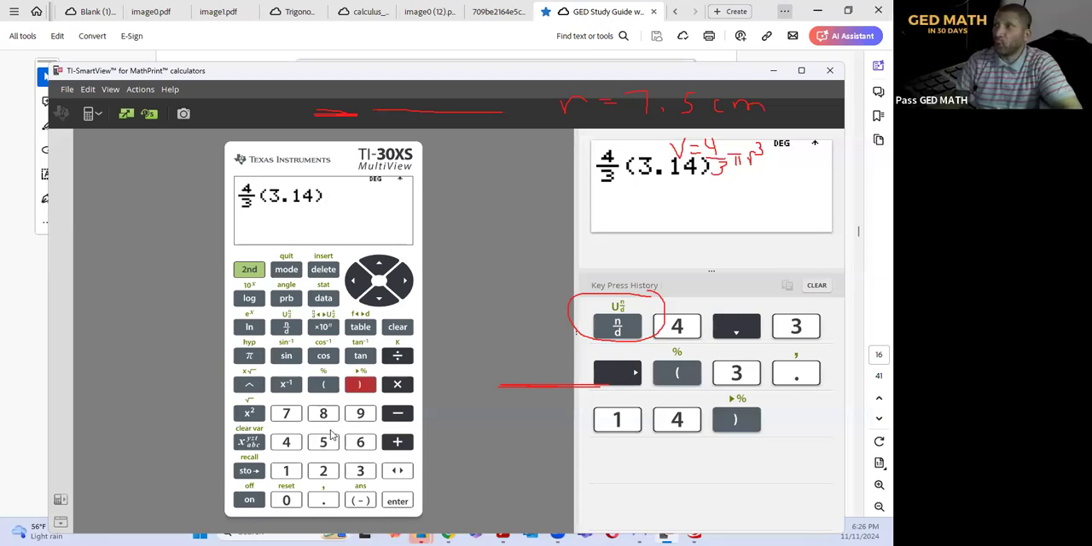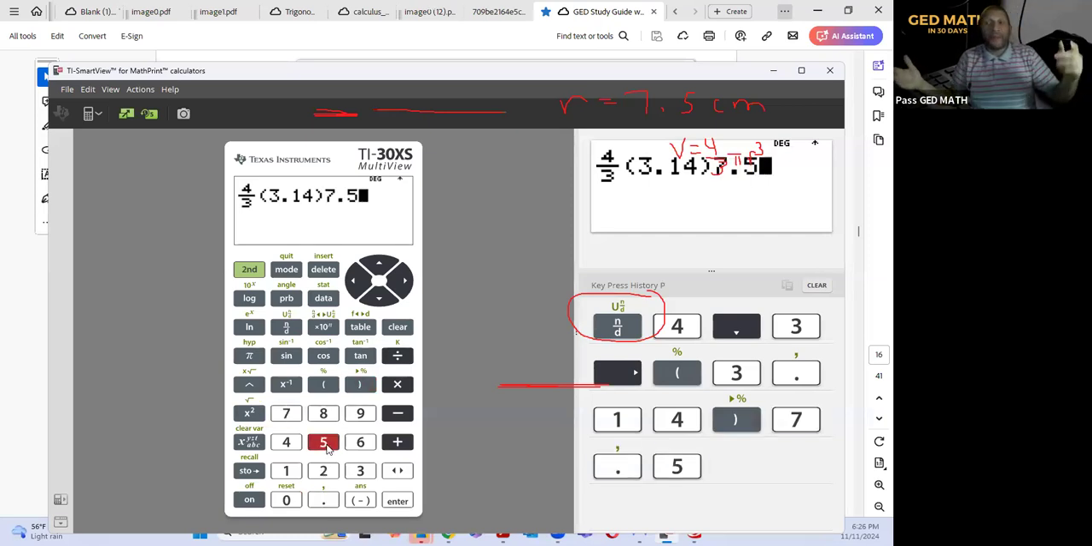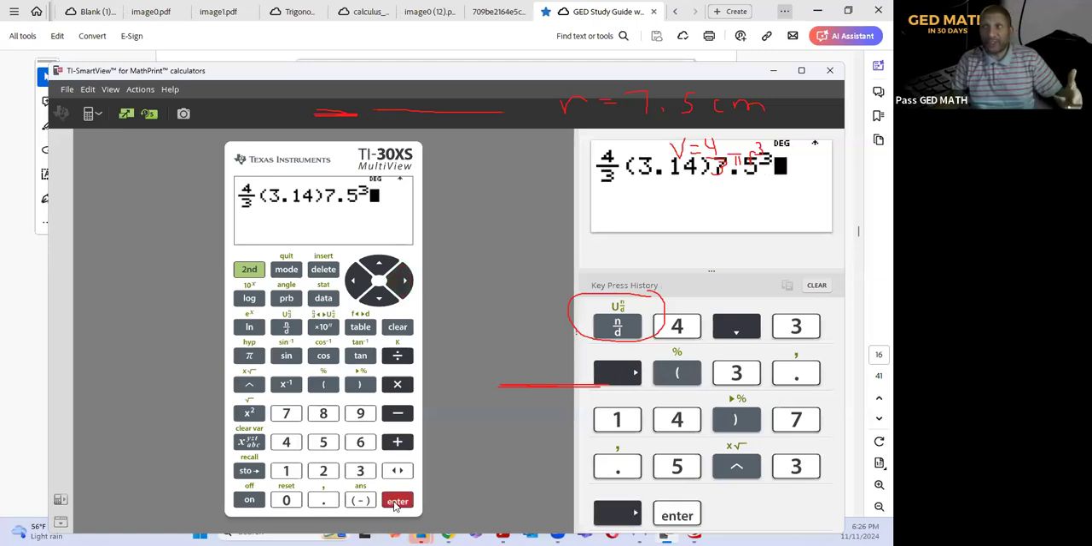Now, r to the third. What is r to the third? Again, 7.5. Our radius is 7.5. They gave it to us. How do you raise to a power on this calculator? You hit the caret, raise to the third power, hit my right arrow to get out of my exponent, press enter. Easy money. That is not a hard problem. 1766. Save this.